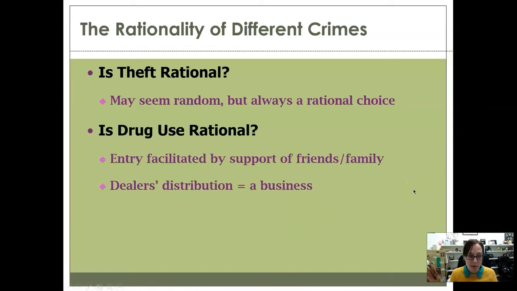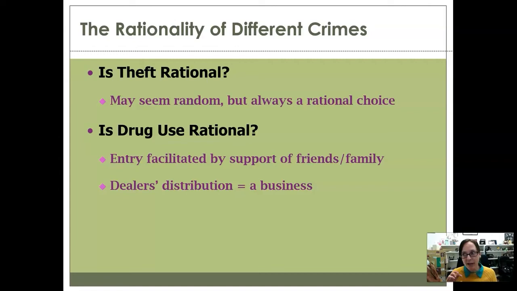How about drug use? Is drug use rational? The beginning of using drugs is a choice made based on the perception that friends or family either endorse or encourage drug use. Maybe they're users themselves. So it's a rational decision made after seeing that there's little risk to the behavior. And the continuation of that drug use behavior is chosen due to the huge reward that drug use provides to people who are addicts. The major costs incurred when they try to stop, like withdrawal, are another reason that keeps them in.